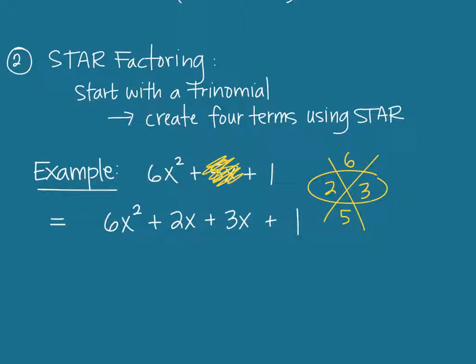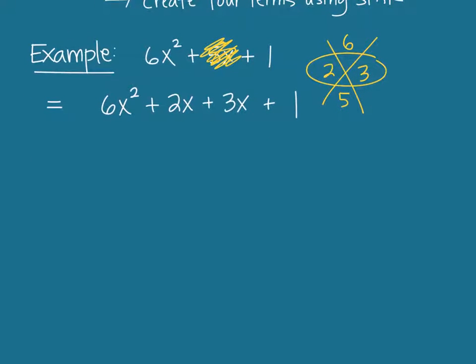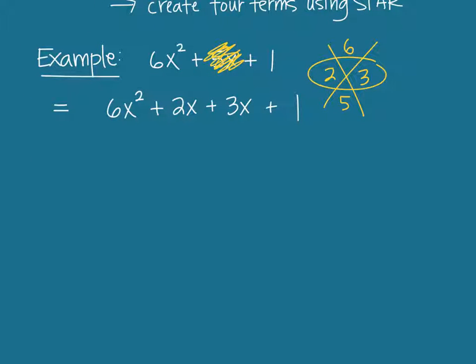So the star takes a trinomial and makes it into 4 terms. You need 4 terms, and not 3, because you have to split this problem in half, and it's not possible to split 3 in half evenly. That's why you need 4, so you can split it in half. So the next step of factoring is to separate this problem down the center.